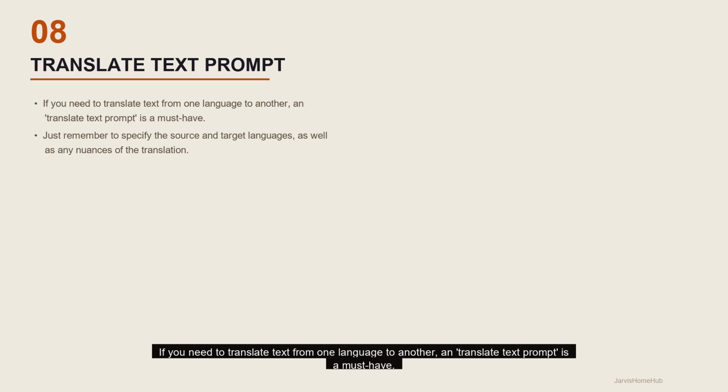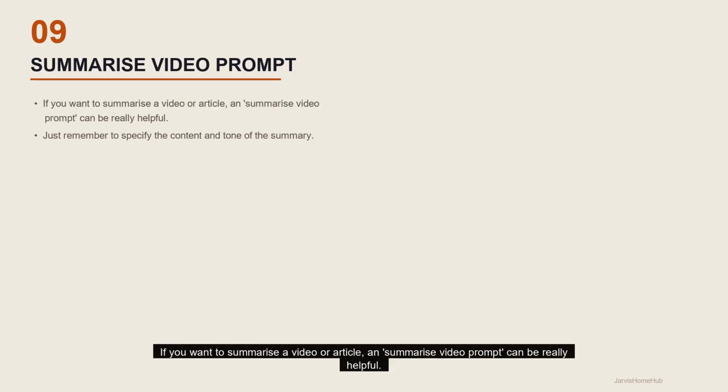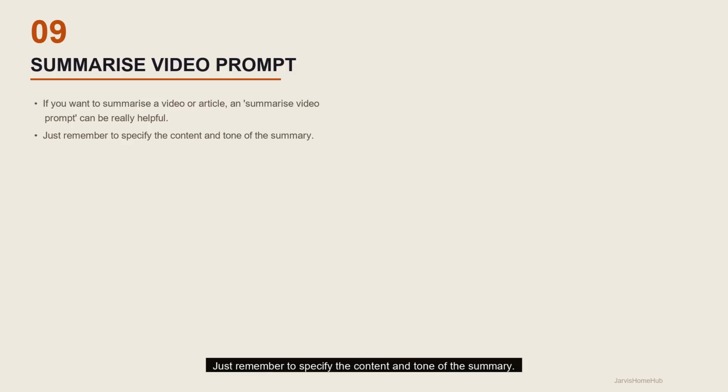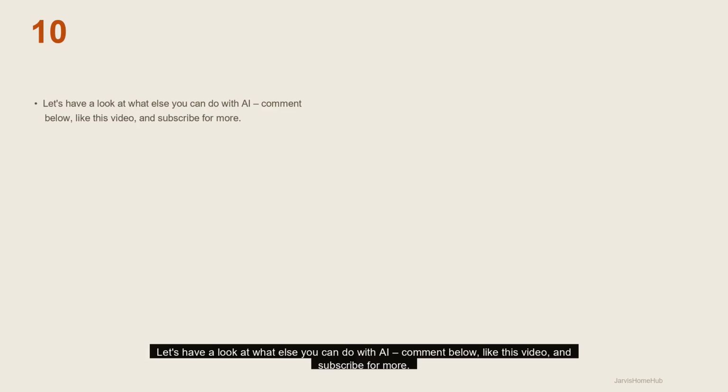If you need to translate text from one language to another, a Translate Text prompt is a must-have. Just remember to specify the source and target languages, as well as any nuances of the translation. If you want to summarize a video or article, a Summarize Video prompt can be really helpful. Just remember to specify the content and tone of the summary. Let's have a look at what else you can do with AI.